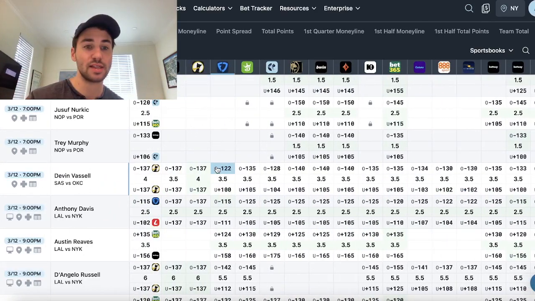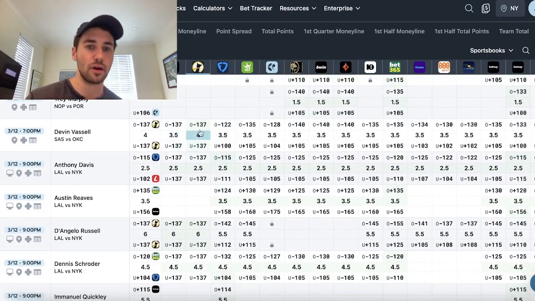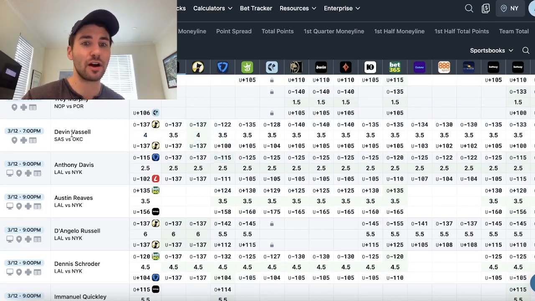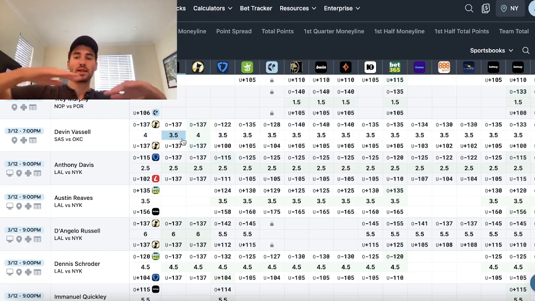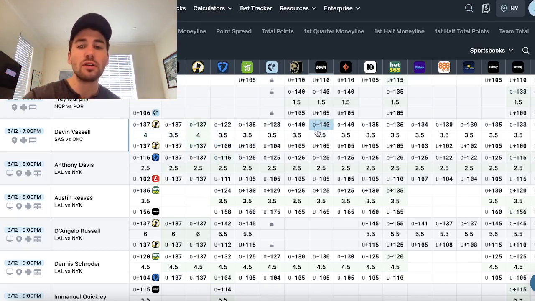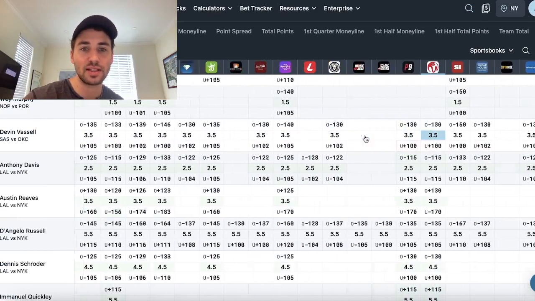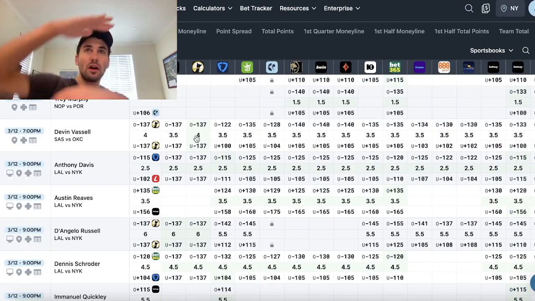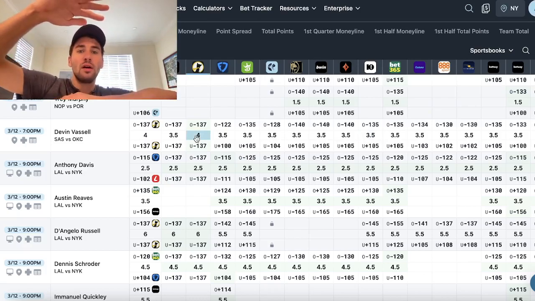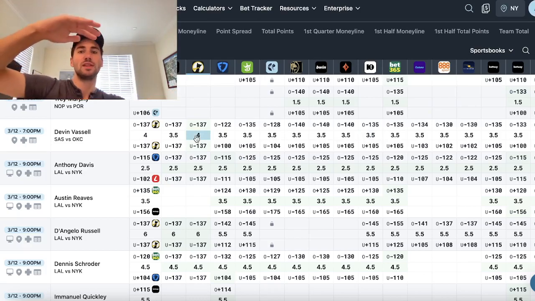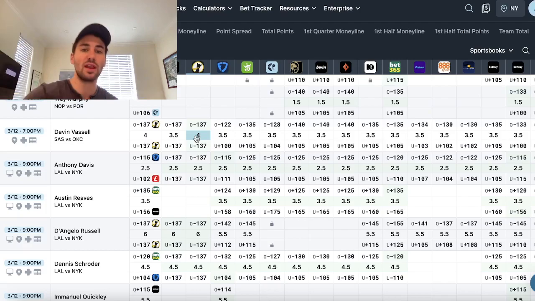So what's interesting is you may notice here, well, this play's on Underdog, but just as an example, this play looks really good on Underdog. Devin Vassell, his line is 3.5 on PrizePicks and all the sportsbooks, right? You literally have dozens of data points telling you his line should be set at 3.5. Underdog is just casually at 4, right? This is a market inefficiency. Underdog is too high, so we want to take the under.